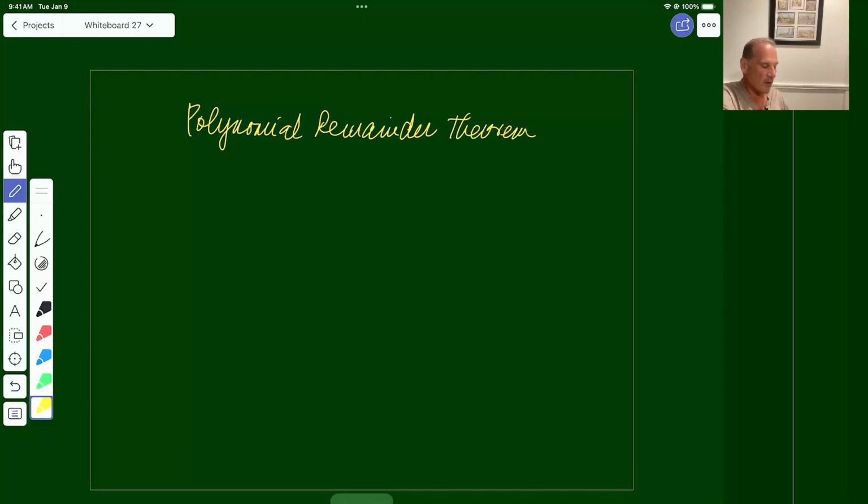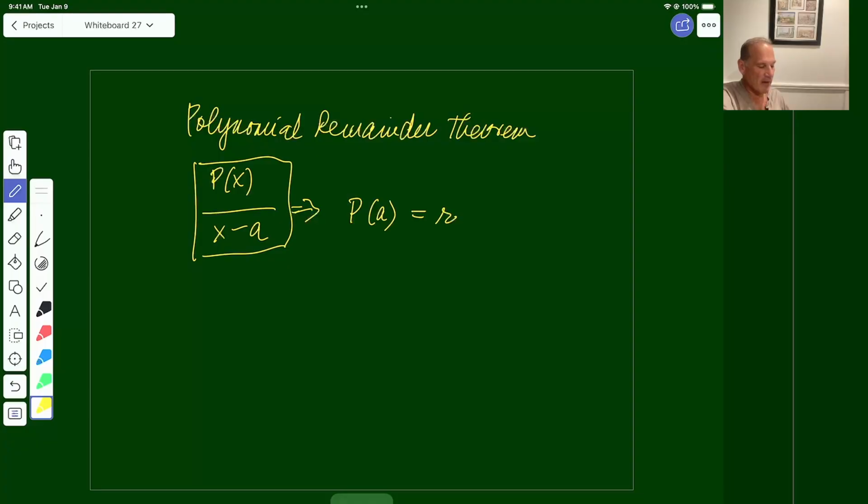that if you have a polynomial p of x, and you divide it by x minus a, then it will be true. It will imply that p of a is equal to the remainder of this operation. So you find what p of x divided by x minus a is, you find the remainder, and that remainder, r, will be equal to p of a. Okay, so let's make it real.